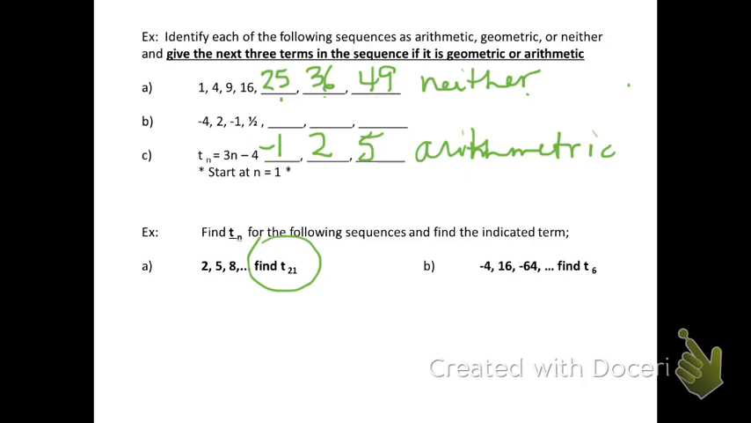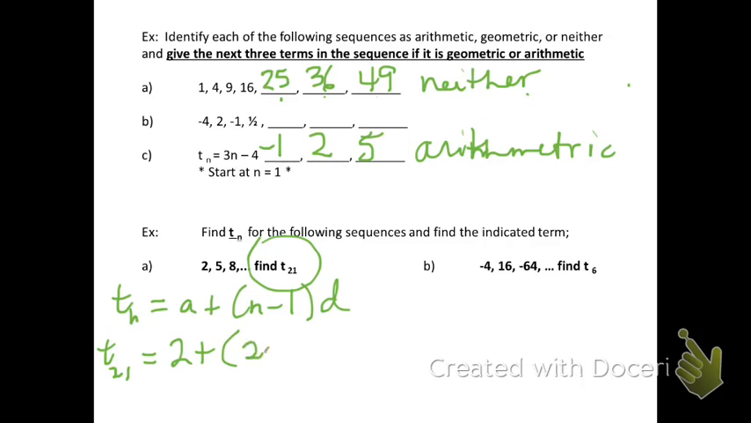sequence, and we're going to use the arithmetic formula, which is T subscript n equals a plus n minus 1 times d. So for term 21, we know that a is our starting value and it's 2, and then n minus 1 means that we're going to multiply by 20, and the difference between them is 3. So that's going to give us an answer of 62.